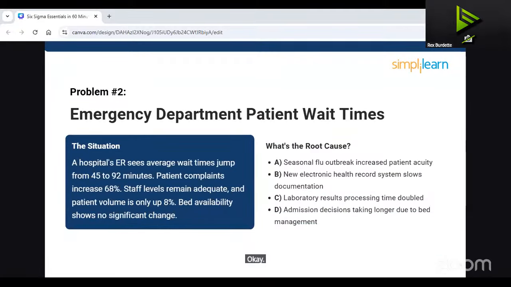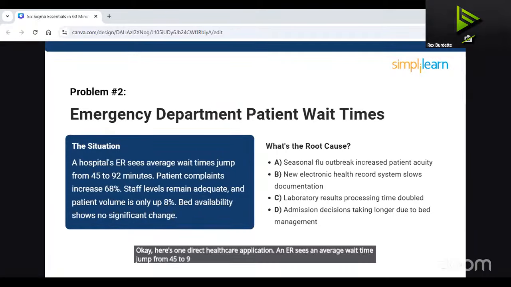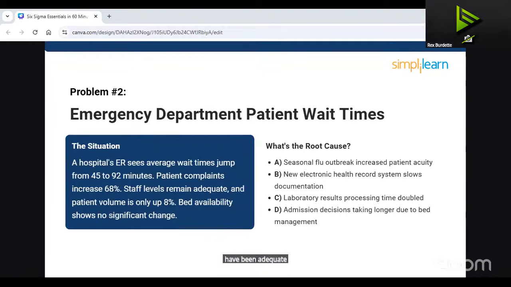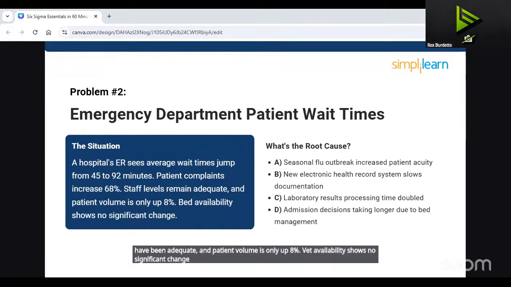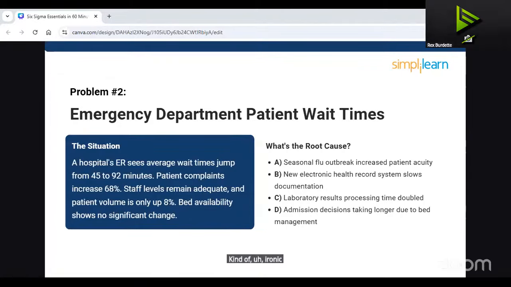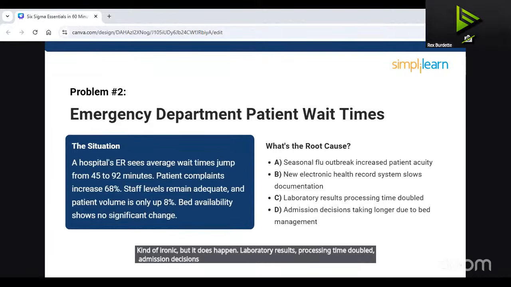Okay, here's one direct healthcare application. An ER sees an average wait time jump from 45 to 92 minutes. That's quite a lot. Patient complaints increase 60%. Staff levels have been adequate, and patient volume is only up 8%. Bed availability shows no significant change. What's the root cause? Seasonal flu outbreak, increasing the patients. New electronic health record system slows documentation, which is kind of ironic, but it does happen. Laboratory results processing time doubled. Admission decisions taking longer due to bed management.